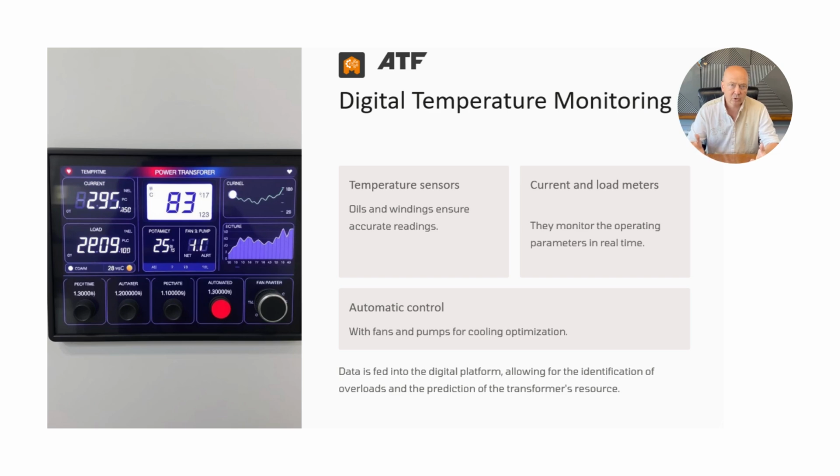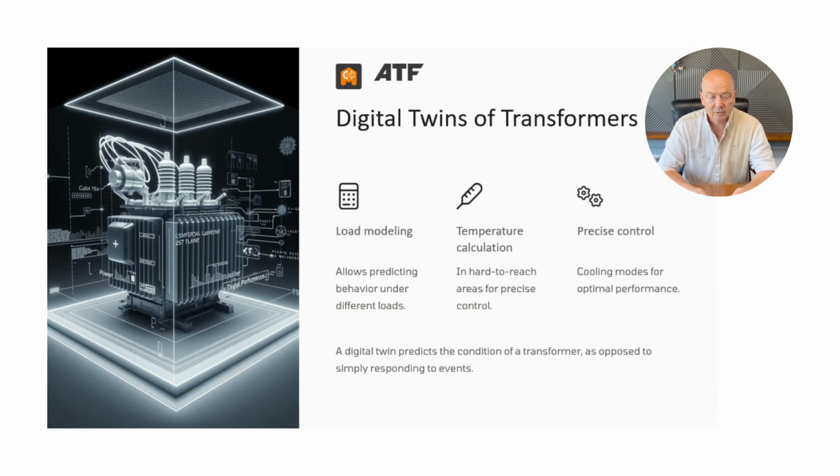Modern transformers are equipped with advanced monitoring systems. These include oil and winding temperature sensors, load and current meters, and automatic fan or pump controls. All data is sent to a digital platform that creates graphs, alerts, and trends. This makes it possible to detect overloads before they become dangerous, compare actual behavior to design values, and predict the transformer's lifespan. Digital twins take monitoring even further.